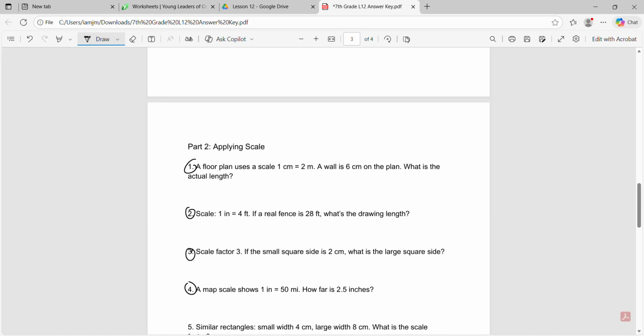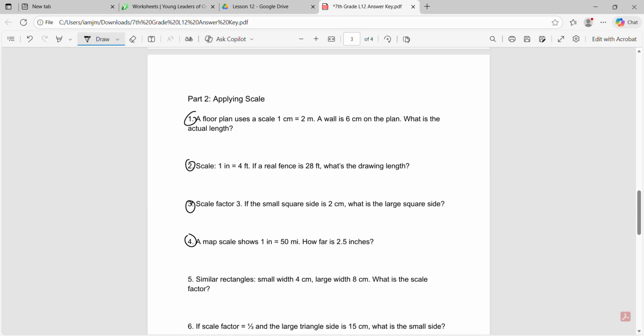Okay, moving on to part 2. A floor plan uses a scale of 1 centimeter equals 2 meters. A wall is 6 centimeters on the plan. What is the actual length? So multiply 1 times 6. 6 centimeters is equal to 2 times 6, which is 12 meters. The actual length is 12 meters.